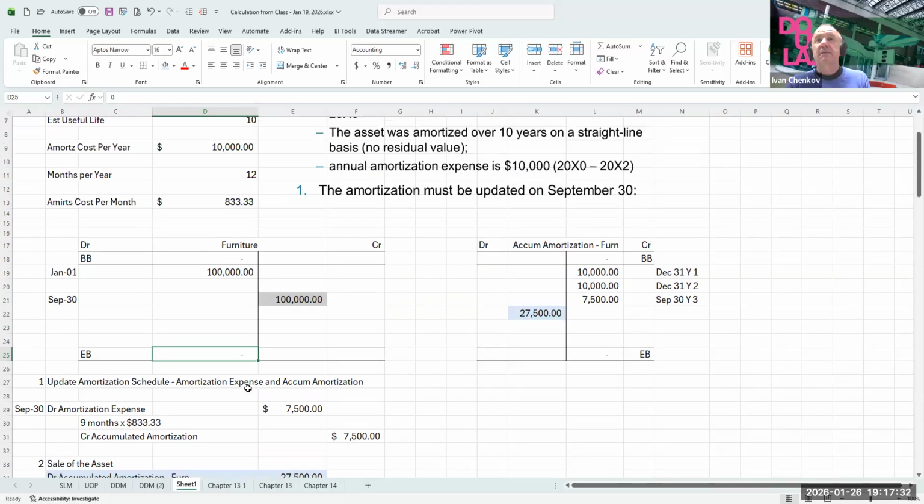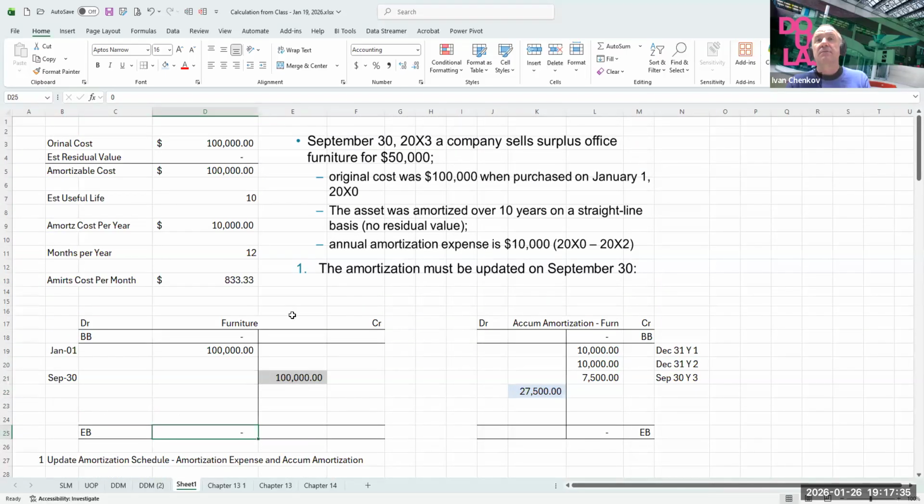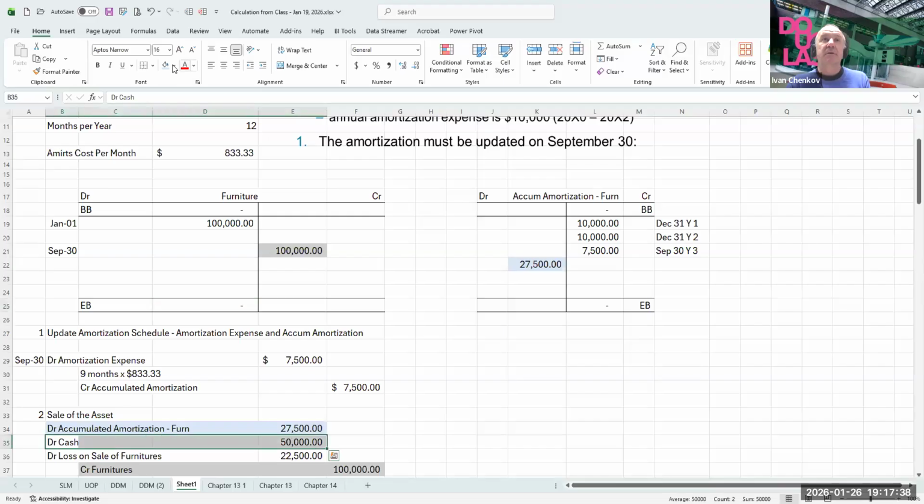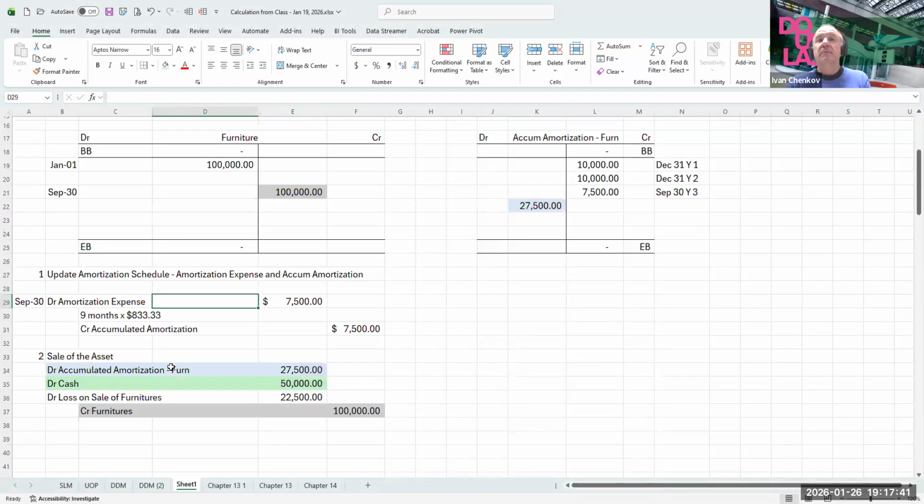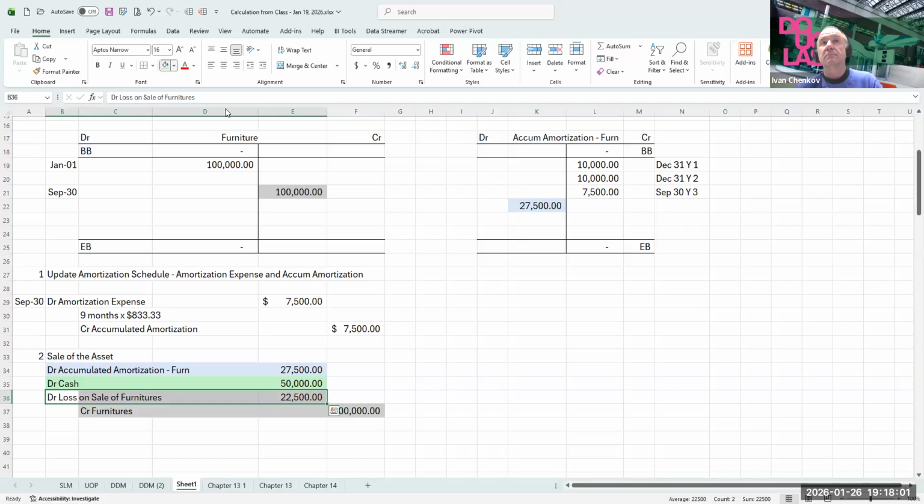Next thing I'm going to see is, did I get cash? In this case, we get $50,000 cash. Okay, cash. We get the cash. And the last thing left is, the cash that we get plus the accumulated amortization, is it equal to the money that we paid for the asset, 100,000? No, it's not. We are missing 22,500. What's that for us? That's a loss. We're losing the opportunity to use the asset and to have the accumulated amortization. For that reason, that's purely a loss on sale of the furniture.